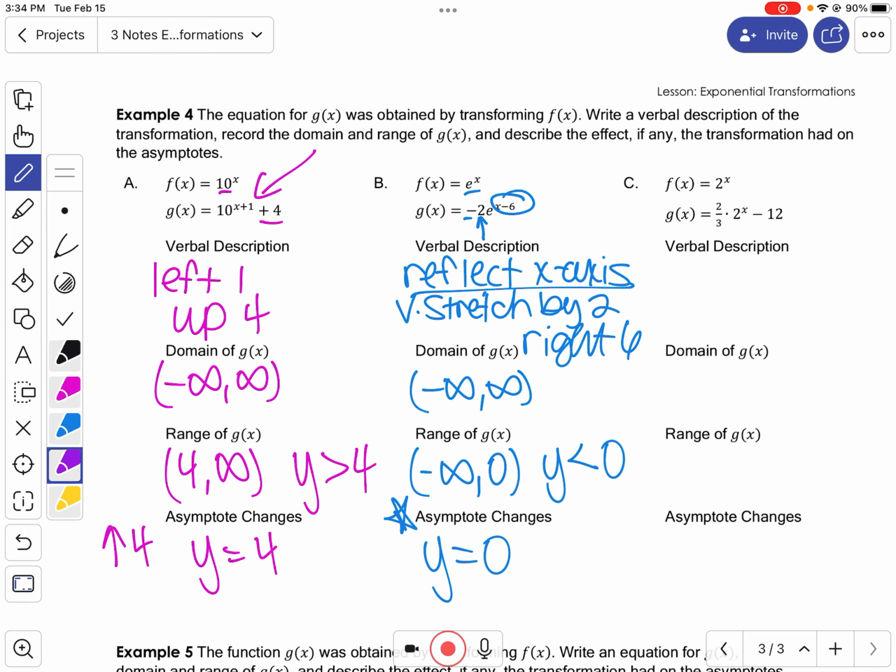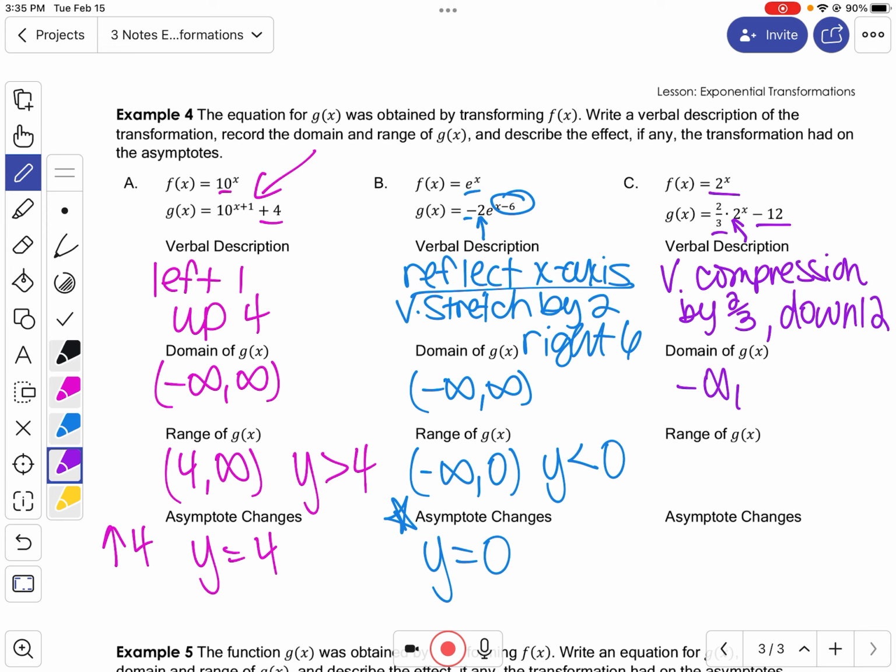Okay, third example. So we start with 2 to the x. Notice there's a 2/3 in front, so that would be a vertical compression by 2/3. That 2 is a part of the base. That is the base. There is nothing with x in the exponent, so it's not shifting left or right. Minus 12 out after the exponent is going to go down 12.